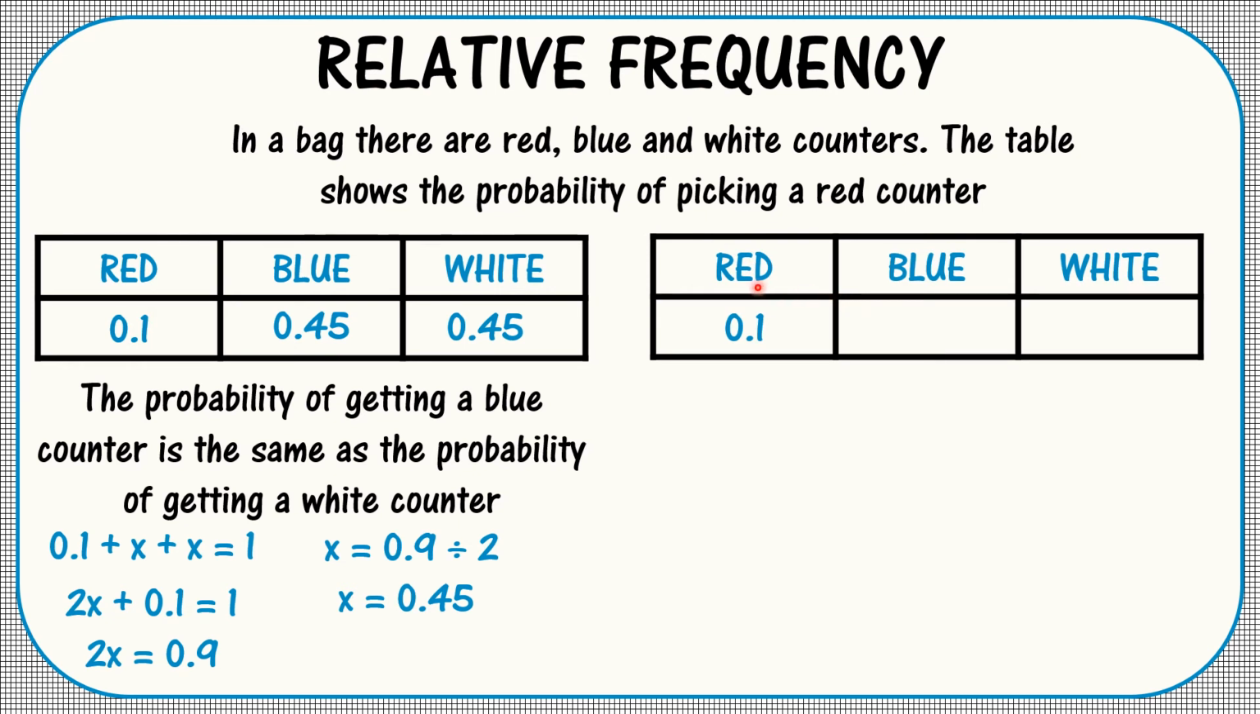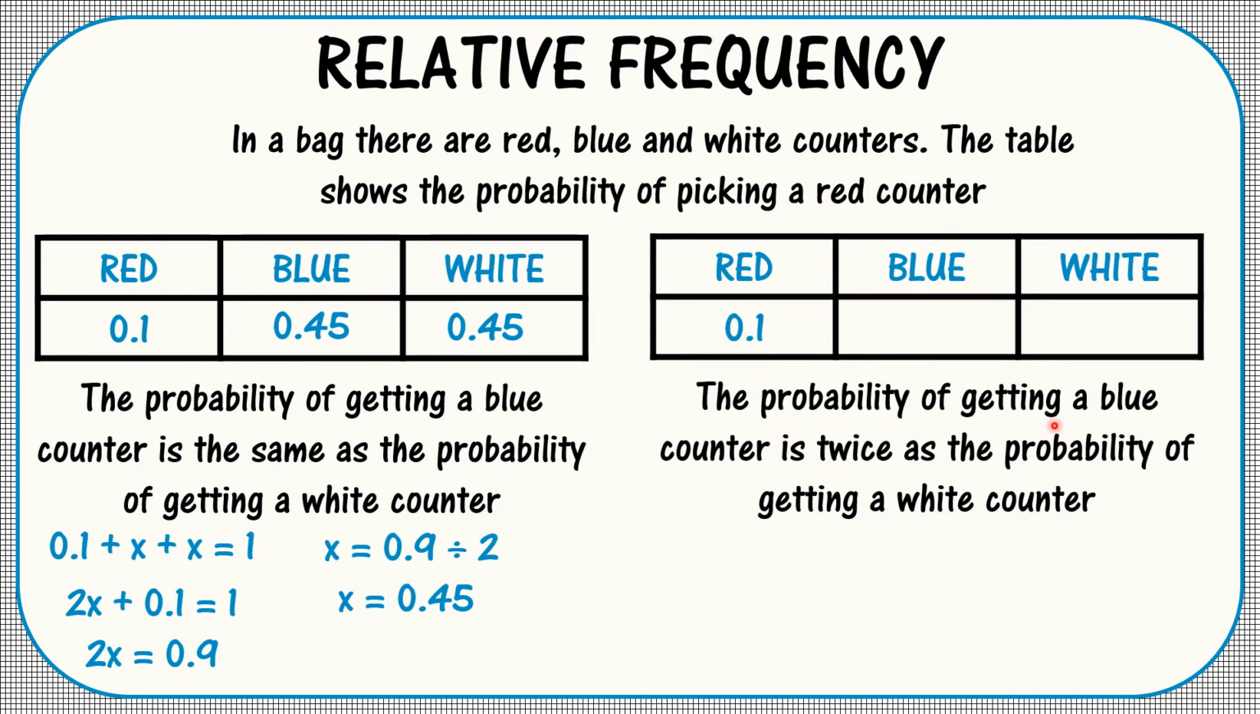Another example, again we have red, blue and white. We have only been given red. The probability of getting a blue counter is twice the probability of getting a white counter. Therefore, if we say that the probability of getting a white counter is x, as the blue counter is twice that, it will be 2x. Therefore, we can say that 0.1 plus 2x plus x is equal to 1.